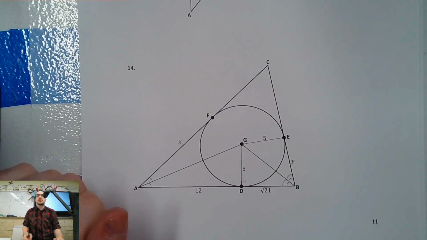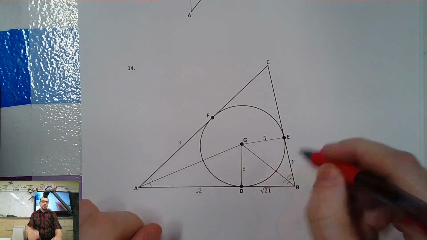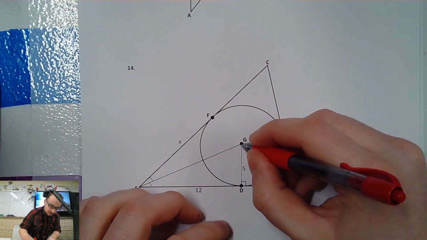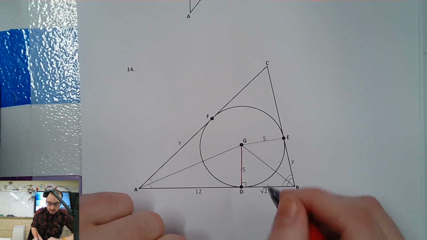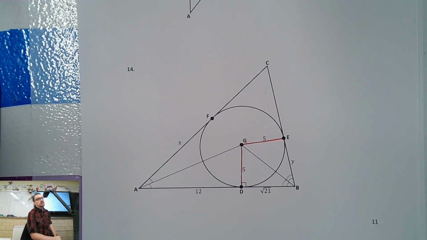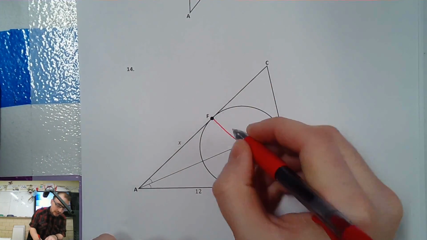Incenter, because it's the center of a circle that is inscribed in the triangle, right? Inscribed, written inside. So we have a circle, and circles always have what? Radii. Anywhere from the center of the circle to the outside of the circle will be a radius. Notice radii are always the same length. That's what a circle is. So F to G would also be a radius.